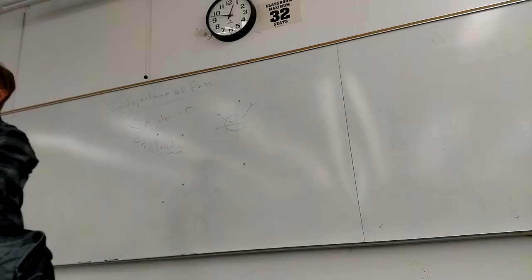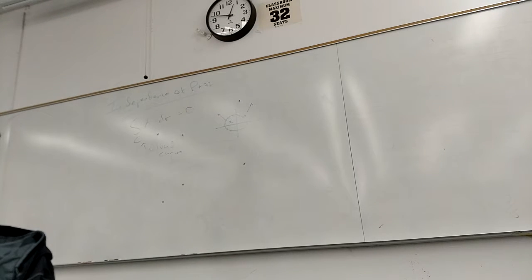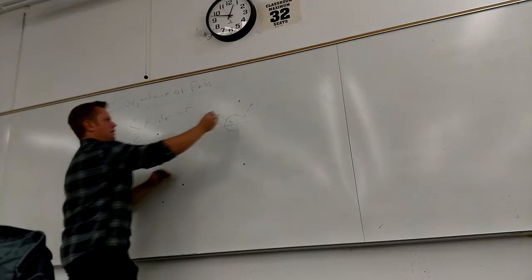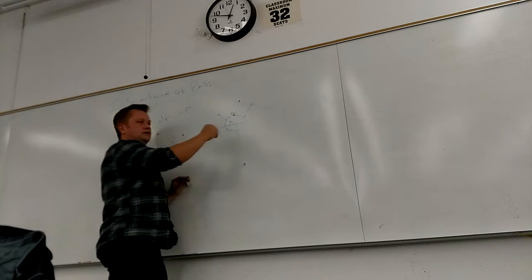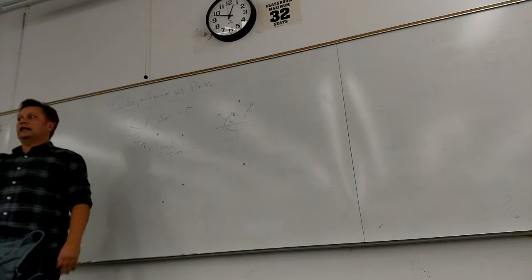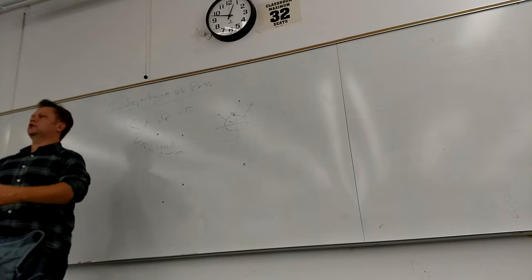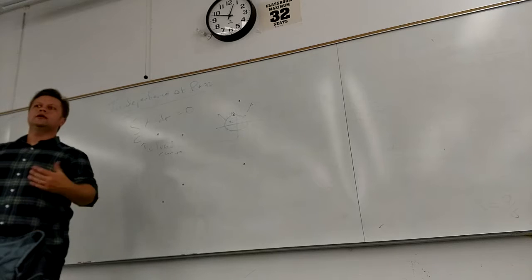Now that's not useful, to be honest, as a check to see if something is independent of path, because then I have to use every single possible path between two, every single path. If I want to start at A and come back to A, how many ways is there to do that? A lot. Yeah, infinite number. So it's not a good check to see if something is independent of path.